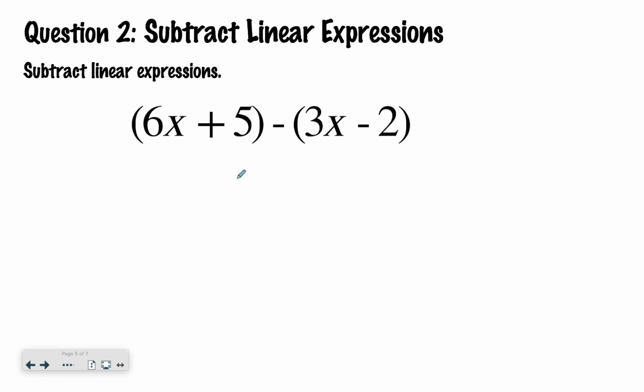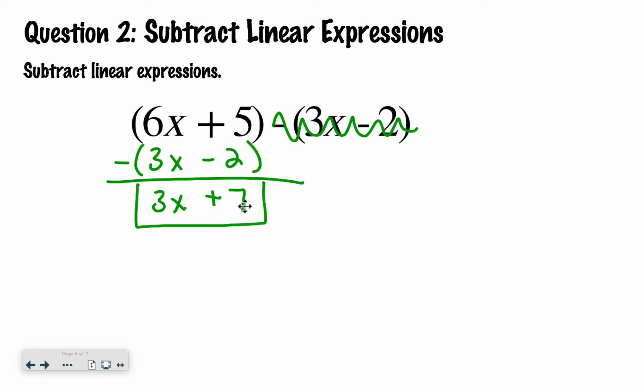Why don't you go ahead and subtract these linear expressions? Good luck. Okay, for this expression, hopefully you said 6x minus 3x is 3x. And then you said 5 minus negative 2. That minus the negative becomes plus. So 5 plus 2 is 7. Right? If you have questions about that, please be sure to ask for some help.